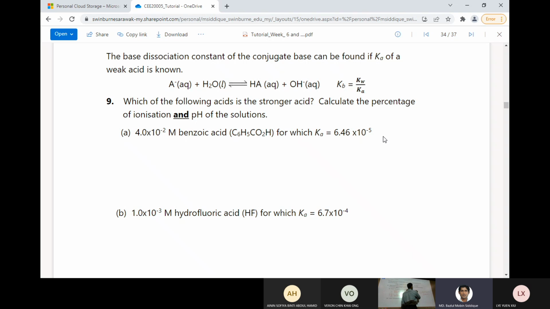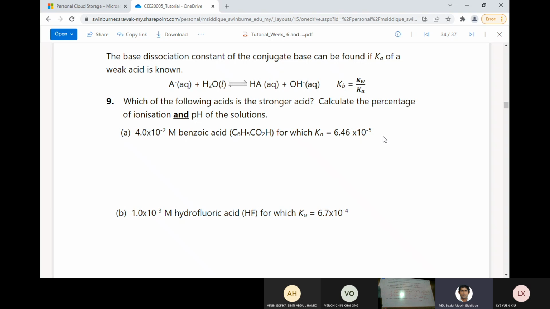Okay, and we know this is the value for the acid dissociation constant. We can just plug in here. X and X is X and X. So this is X, this is also X. So it becomes x squared over the original concentration, 4.0 times 10 negative 2 minus x, and the Ka value is 6.46 times 10 negative 5. All right, so from here we can find x.